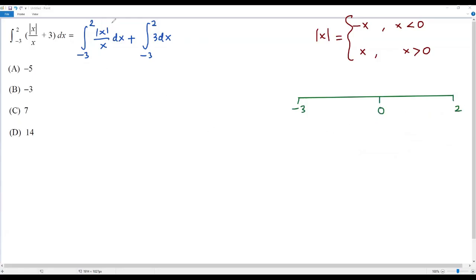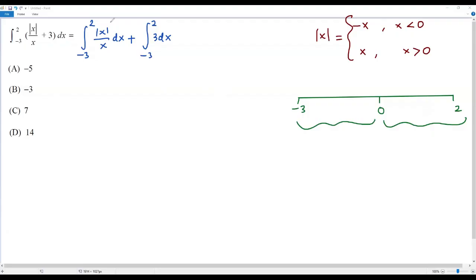Now instead of writing a single integral from negative 3 to 2, I am going to write it as two different integrals. One is from negative 3 to 0 and the other one is from 0 to 2. When I add the two different integrals, that is equal to the definite integral from negative 3 to 2. Okay, now let me write this out.